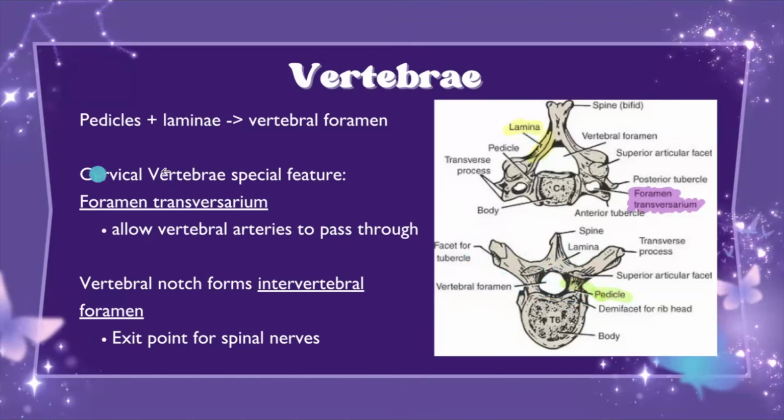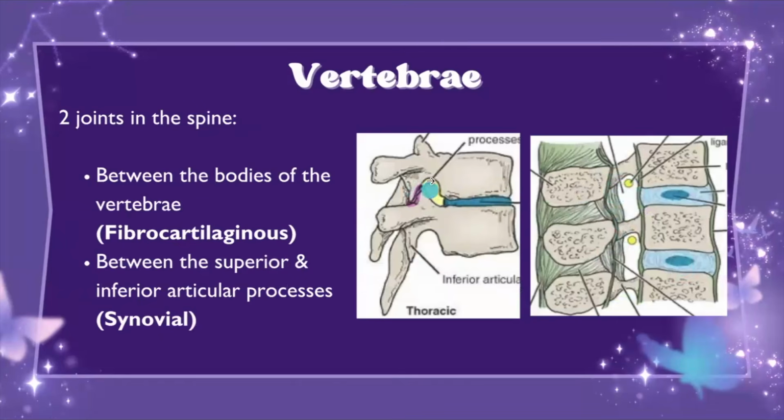Now, a special feature about the cervical vertebra that I want you to remember is the foramen transversarium. The foramen transversarium is important because it allows for the passageway of the vertebral arteries. I will explain what these do later, but remember it for now, okay? Now we have the vertebral notch that forms the intervertebral foramen, and that acts as the exit point for the spinal nerves. This is your intervertebral foramen, the one I have in yellow over here, and you can see your spinal nerves exiting at the intervertebral foramen.